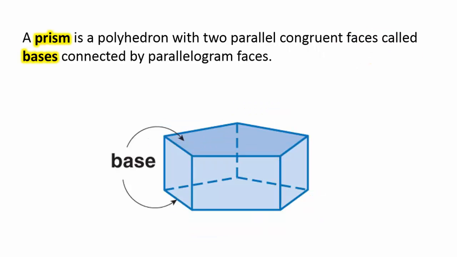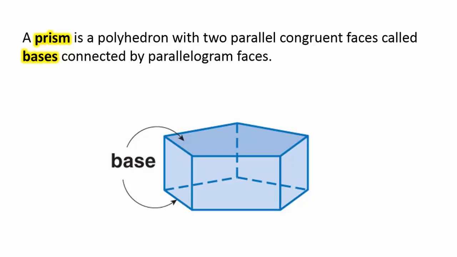There are 5 different types of solids that we're going to talk about. The first one being a prism. A prism is a polyhedron with 2 parallel congruent faces called bases connected by parallelogram faces. Now, if you look at this example here, the top and the bottom, those 2 faces are parallel to each other. They're never going to meet. They're on 2 different planes, but they are parallel to each other.